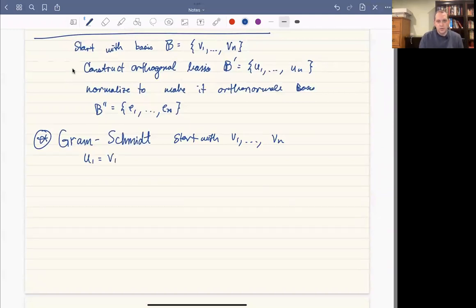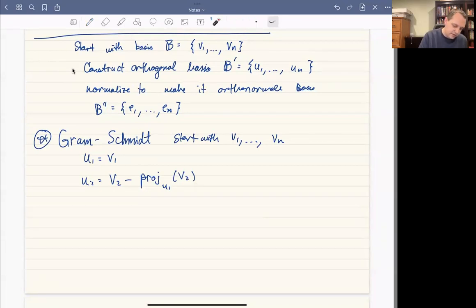There's no change that we need to do there. Okay. u2 is going to be v2 minus the projection of v2 on u1. Okay, so minus the projection of v2 onto u1. And if you think about v2 minus the projection, that's going to turn out to be orthogonal to u1. Okay, u1 and v1 are the same.